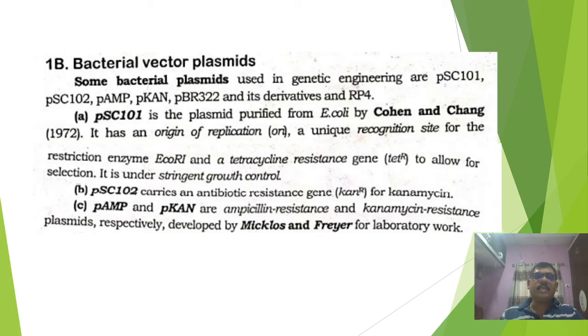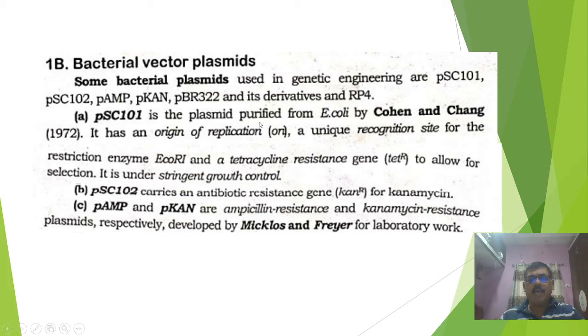Then the bacterial vector plasmids. These bacterial vectors are nothing but the plasmids which are isolated from bacteria. We are discussing examples of these plasmids that are isolated from bacteria. Some bacterial plasmids used in genetic engineering are pSC101, pSC102, pAMP, pKAN, pBR322 and derivatives, and RP4.